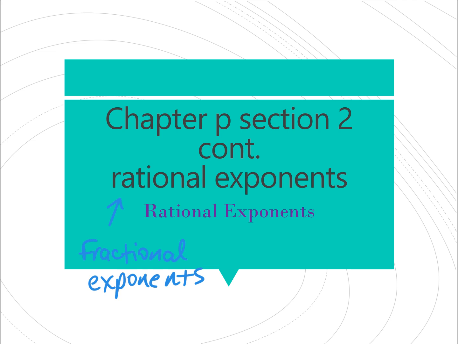We're going to talk later, probably in chapter P, about rational expressions. That's when it's like x squared plus 3 over x squared minus 4x plus 7. You know, something like that. That's a rational expression. It's just a grown-up fraction.